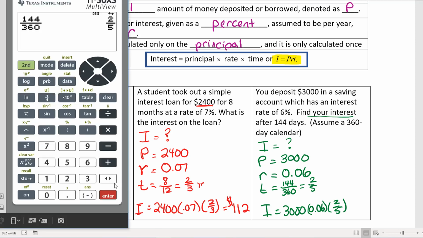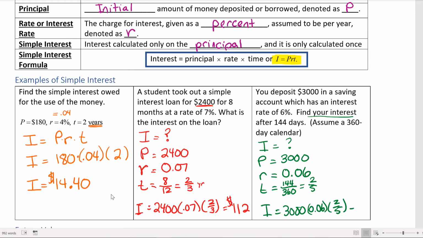And I'm going to multiply that out. So I have 3,000 times 0.06 times 2/5. And that gets me $72. And so $72 is what's going to be added into your account after the 144 days that you've left your deposit of $3,000 in the bank. So that's kind of great.